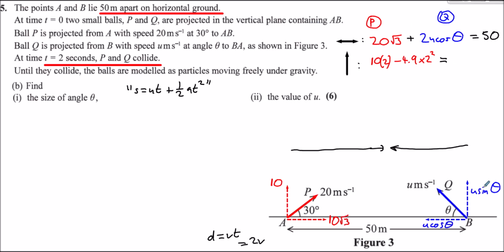So for Q, its initial velocity going upwards is u sine theta, and so u times t will be 2u sine theta. Again, minus half times a, so minus 4.9 times 2 squared once again. So from this equation now, we can hopefully see we can just add 4.9 times 2 squared to both sides. Essentially, we can cancel this bit and that bit. So essentially, considering the vertical motion, 20 equals 2u sine theta.